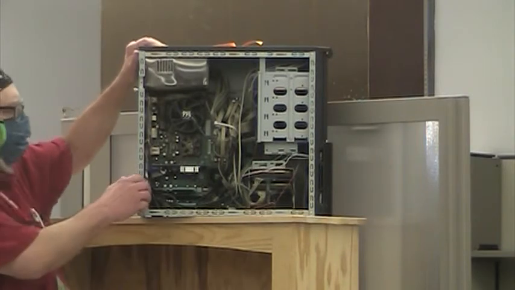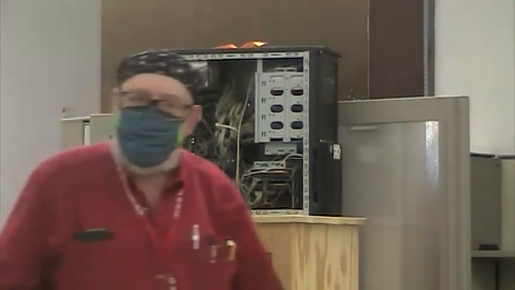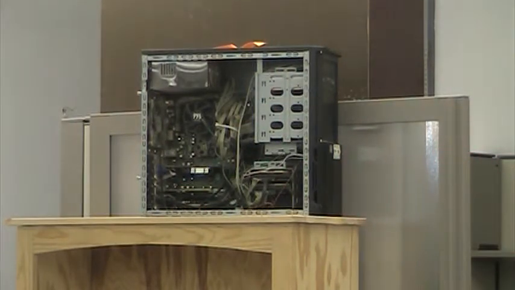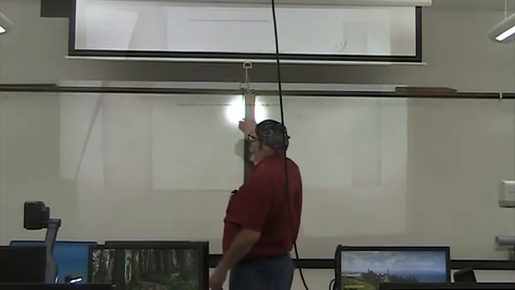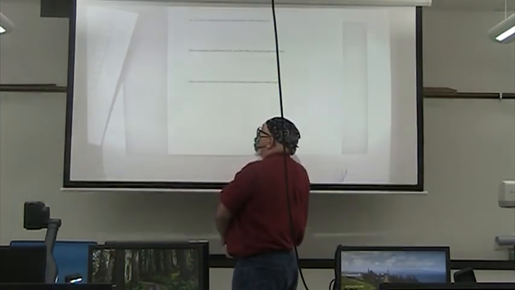All right, so much for computer anatomy. Now, as I said before, computers are dumb.